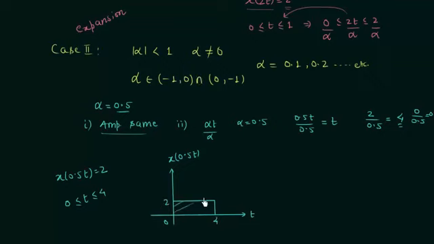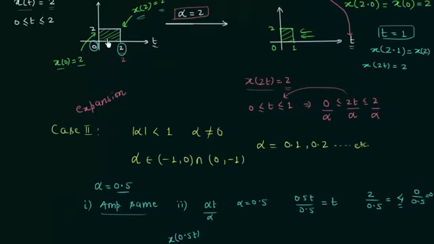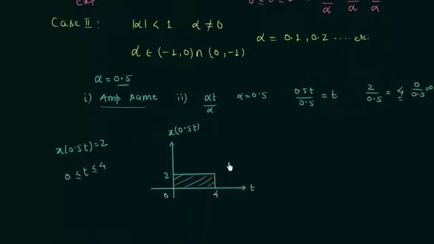And when you compare this signal with the original signal, you will find there is expansion. There is expansion of this signal. So case number 2, when mod of alpha is less than 1, is the case of expansion. This is all you should know about the time scaling.